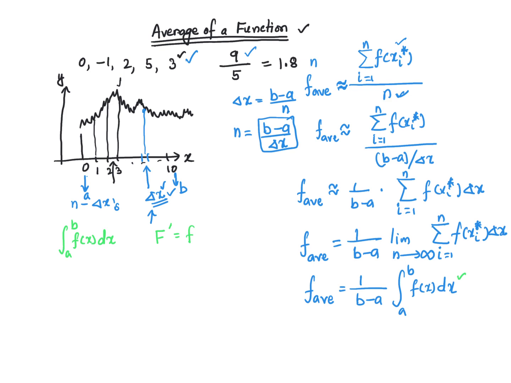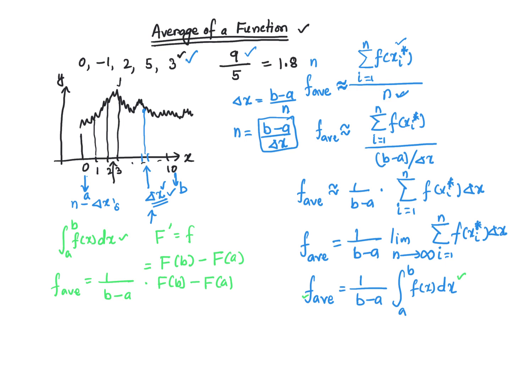And also this integral, by the fundamental theorem of calculus part 2, is nothing but F of b minus F of a. So now if I plug it into this, I'm going to get f average is equal to 1 over b minus a times uppercase F of b minus F of a.